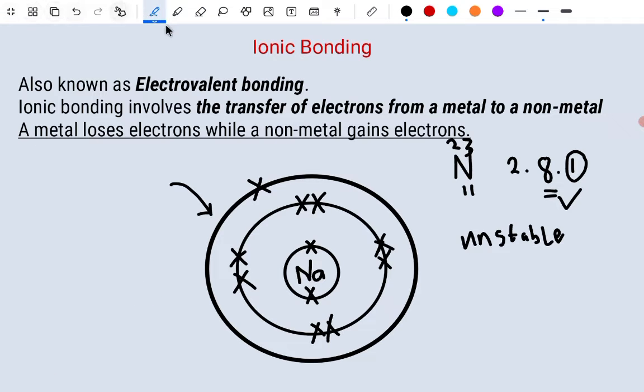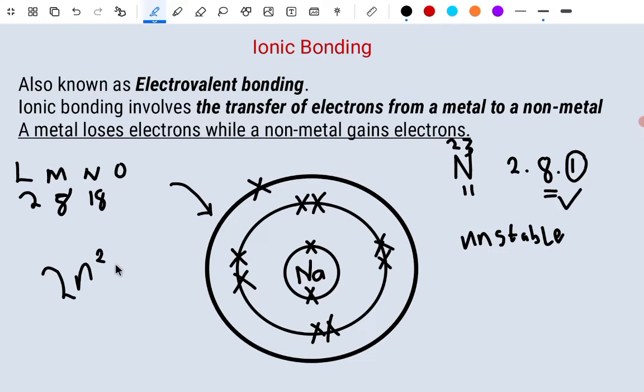Not only that, but notice the way we did it. We said the first shell, second shell, third shell, fourth shell. The first shell can occupy a maximum of 2 electrons, the second shell a maximum of 8, this one a maximum of 18, and so on. The formula we are using to find these was 2n squared.